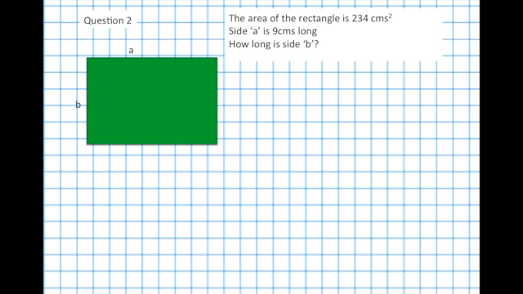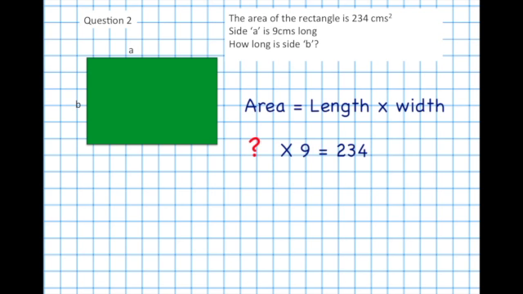Question 2. The area of the rectangle is 234 centimetres squared. Side A is 9 centimetres long. How long is side B? Well, to calculate area, we times the length by the width. So we've times 9 by something to get 234.